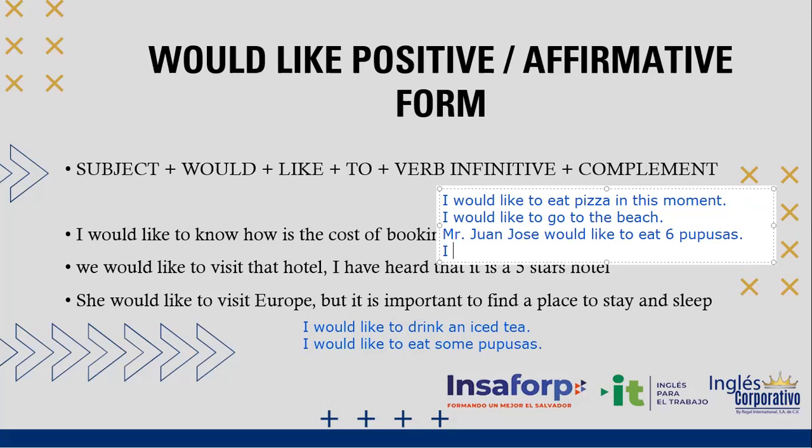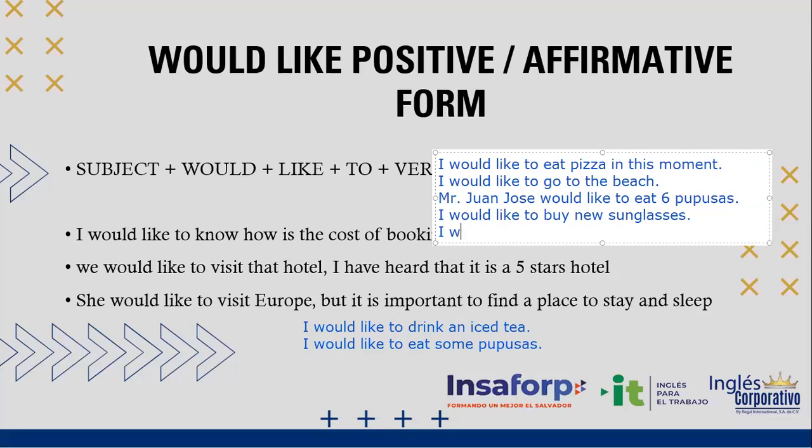I would like to buy the new sunglasses. To buy new sunglasses, right? Sunglasses. Lentes. Exactly. Amazing. Very good. Or something like, for example, I would like to go to the concert. Tienen un montón de conciertos o concert. I would like to go to the concert. Okay. Anything else? As you can see, it doesn't matter which one is the subject.